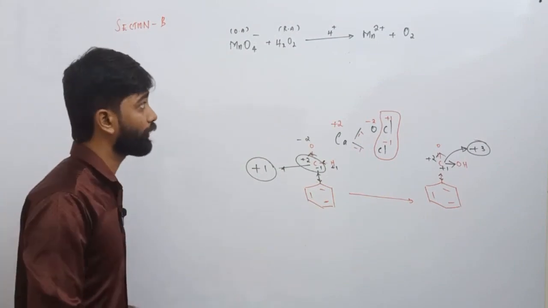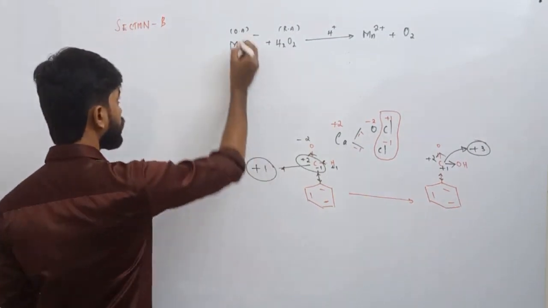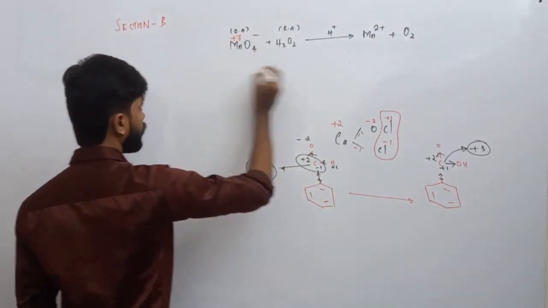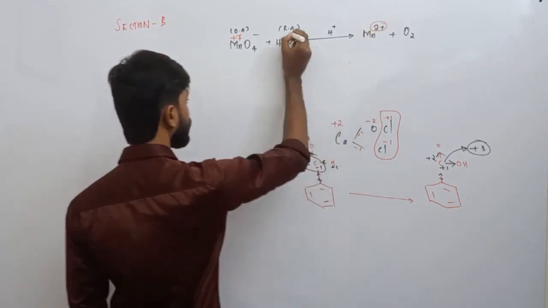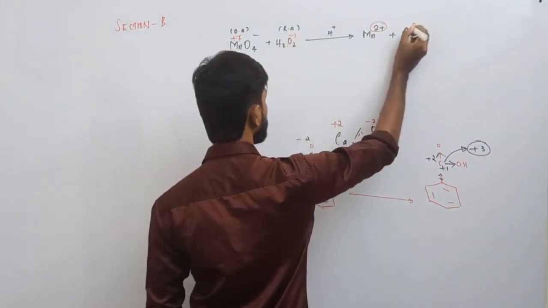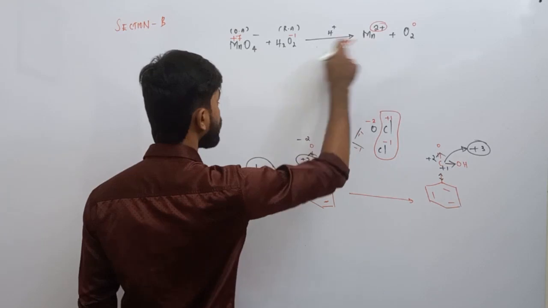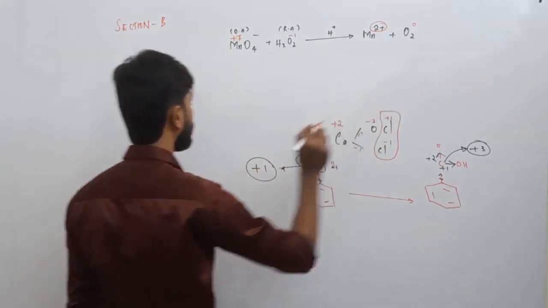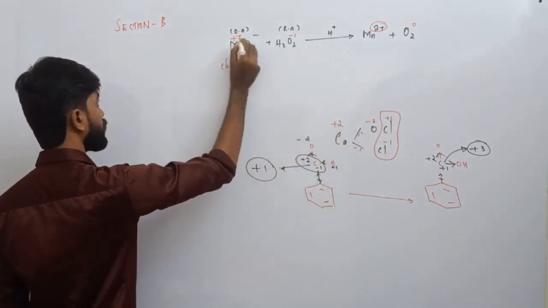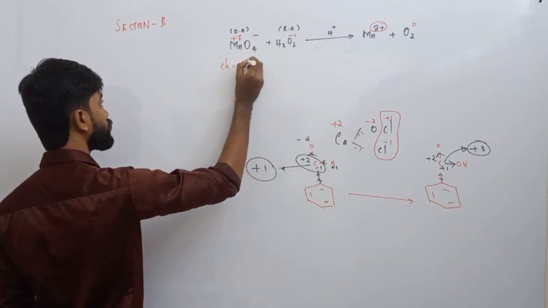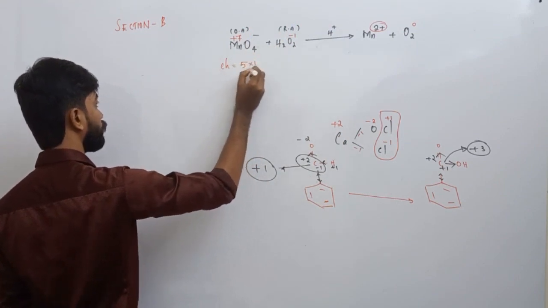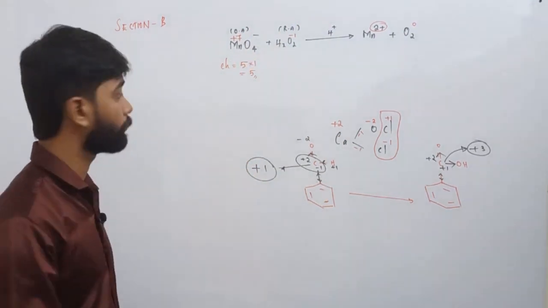You simply balance it and find the coefficients. So here the manganese is in plus 7 and here it is in plus 2. Here the hydrogen is in minus 1, here it is in 0. Their numbers are 1, 1, 2, 2, fine. What about the change? Change from plus 7 to plus 2, the change is 5, into number is 5. Number is 1.